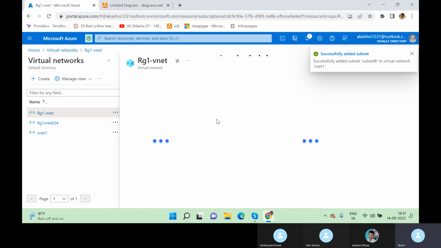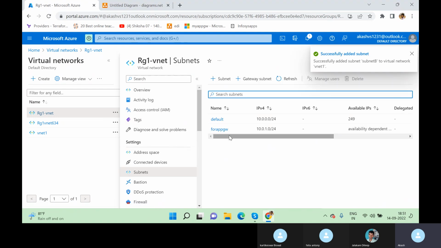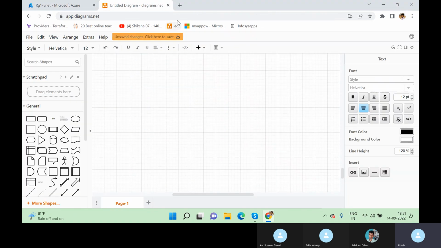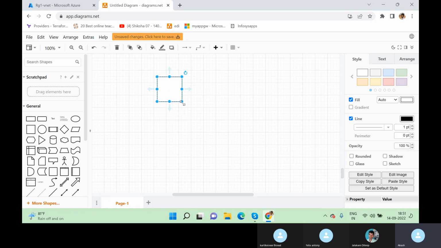Last time when I was showing the VNets, while we were doing application gateway, here we had 249 because 251 minus 2 is 249. Two VMs are created on this particular subnet. So that is why you see 249. So what is the purpose and why are these IPs reserved?